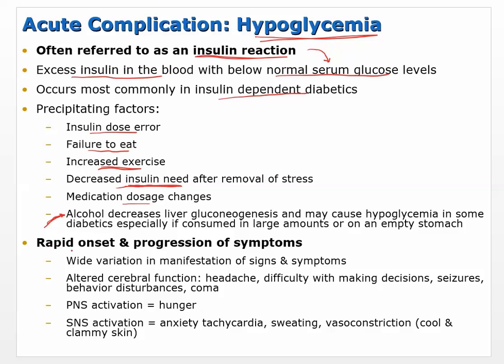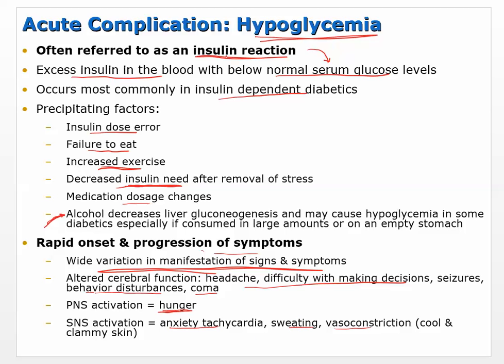Okay, so there is rapid onset and progression of symptoms, and a wide variation in the manifestation of signs and symptoms. So there's quite a bit going on there. Altered cerebral function, headache, difficulty making decisions, seizures, behavior disturbances, and coma. Peripheral nervous system activation, so you may feel hunger, which makes sense if you don't have glucose, if you're hypoglycemic, and sympathetic nervous system activation: anxiety, tachycardia, sweating, vasoconstriction, and cool and clammy skin.